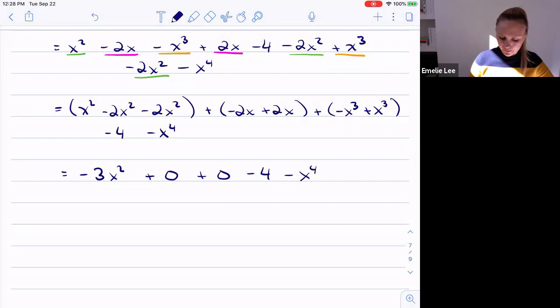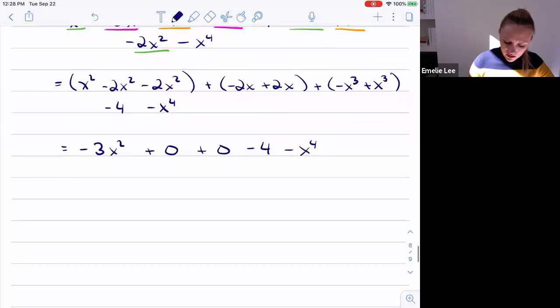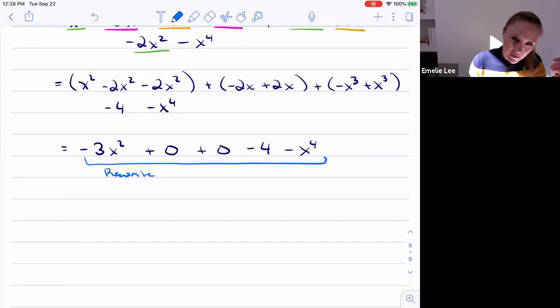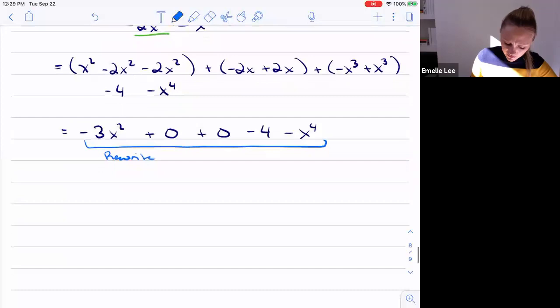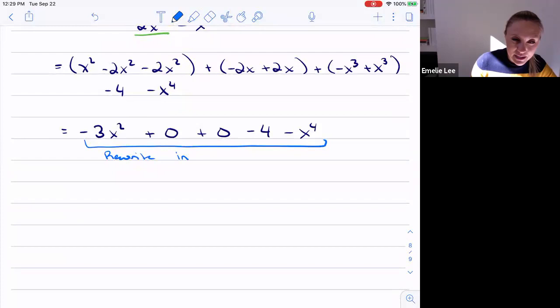So now I'm just going to rewrite these with the x to the 4 out front, right? So rewrite in decreasing powers of x, just because that's the proper way to write polynomials. So we want to get in the habit of doing that. Rewrite with decreasing powers of x.